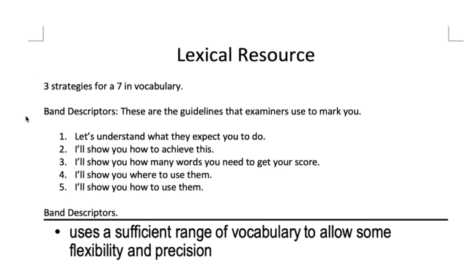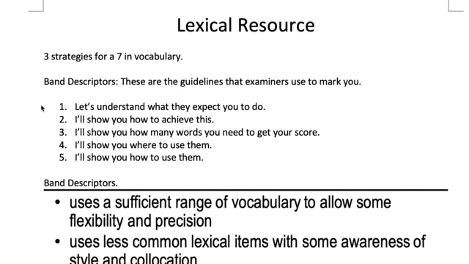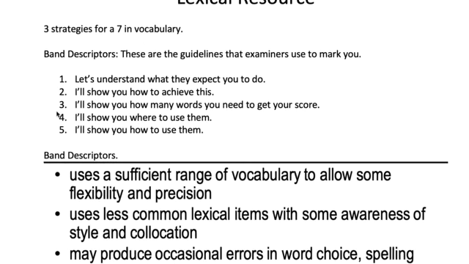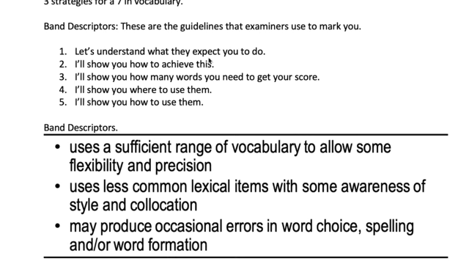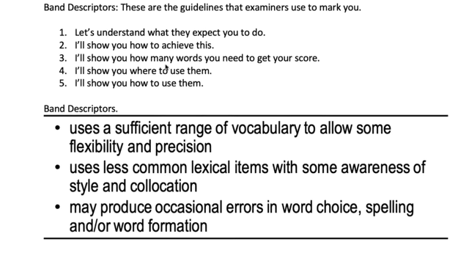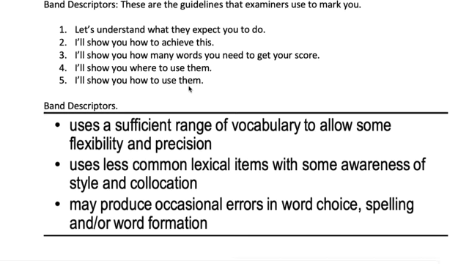Lexical resource. We're going to look at 3 strategies to get a 7. The band descriptors are the most important thing. These are guidelines the examiner uses to mark you. So let's understand what the examiners expect you to do. I will show you how to achieve these expectations. I'll show you how many words you need to get your score, and where to use them and how to use them.